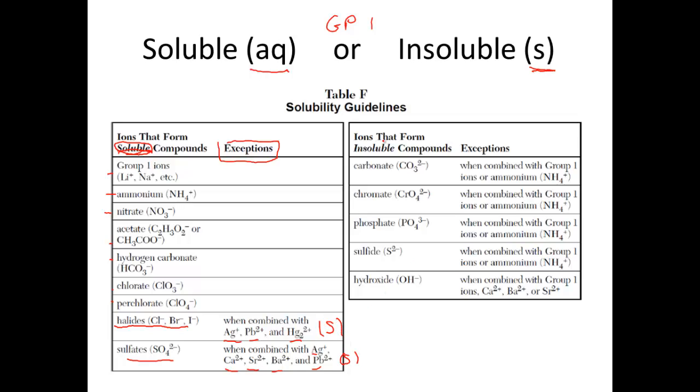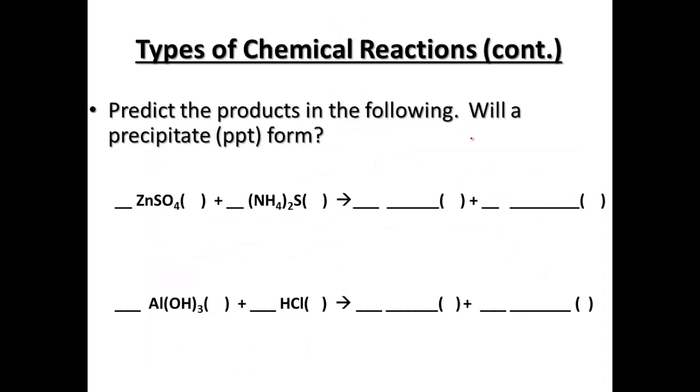Just the opposite, insoluble compounds. All of our carbonates, chromates, phosphates, sulfides, and hydroxides are insoluble except when they're combined with group 1 or NH4. And then when we get to hydroxides, calcium, barium, and strontium are the exceptions. The exceptions would mean that instead of being insoluble, they would be soluble. Being able to use this chart is going to help us as we go forward to decide if our products are going to be soluble or insoluble. So to look at this, predict the products that will be formed, and then will a precipitate form?